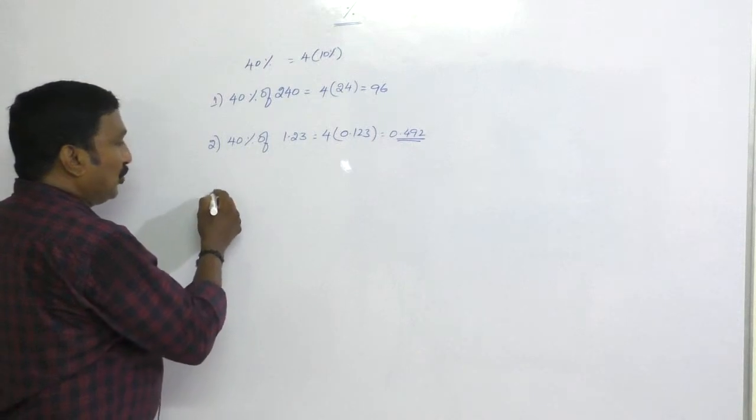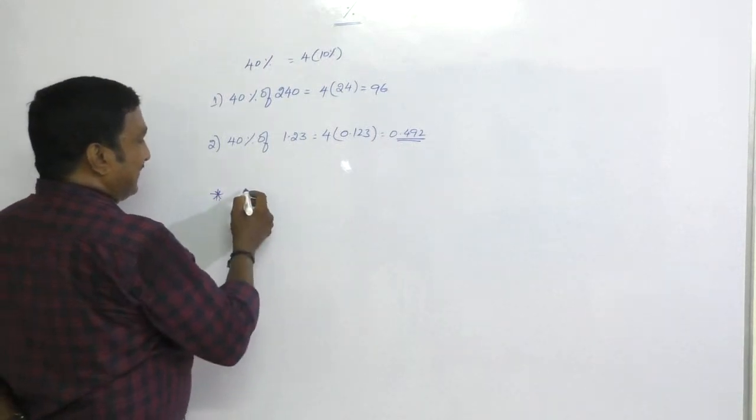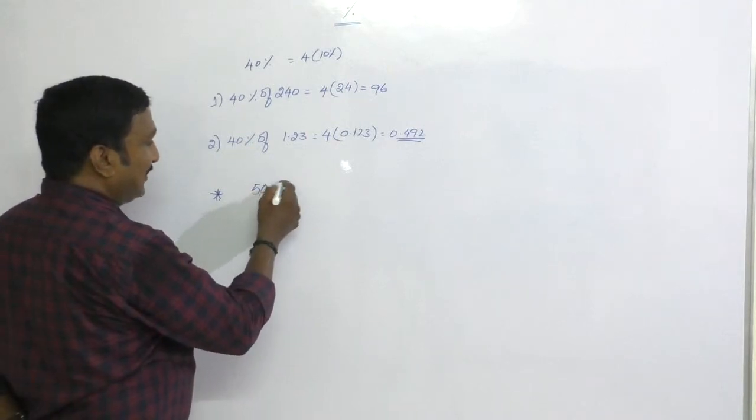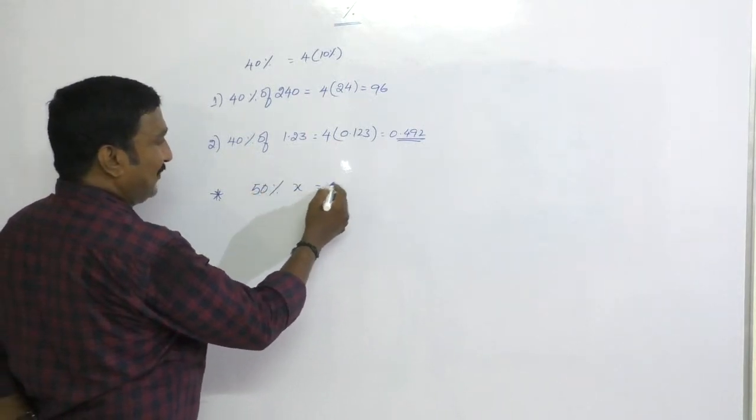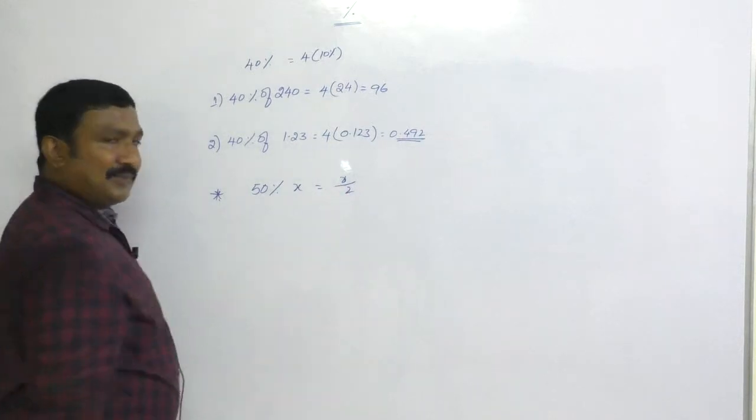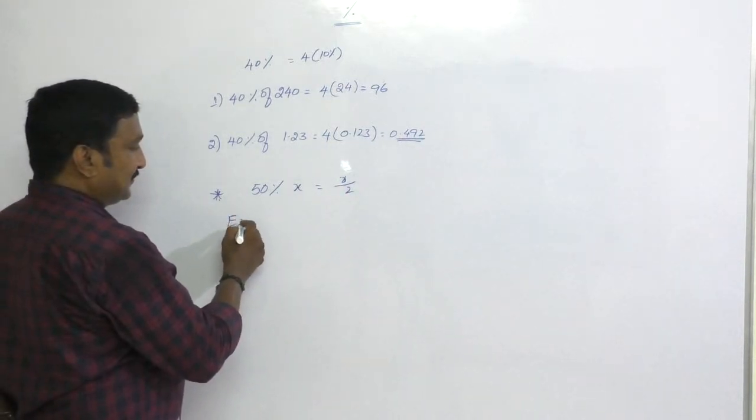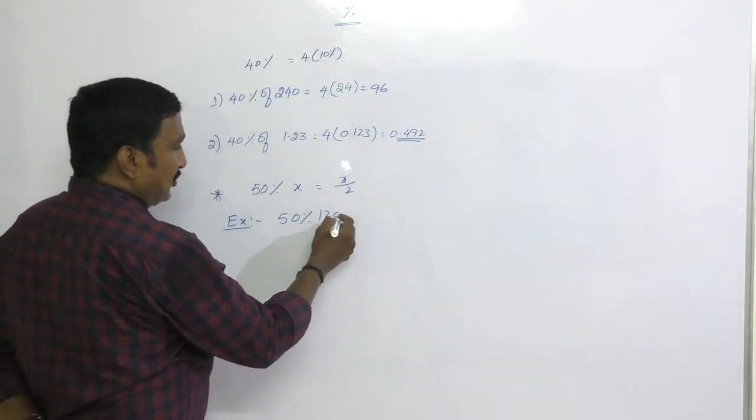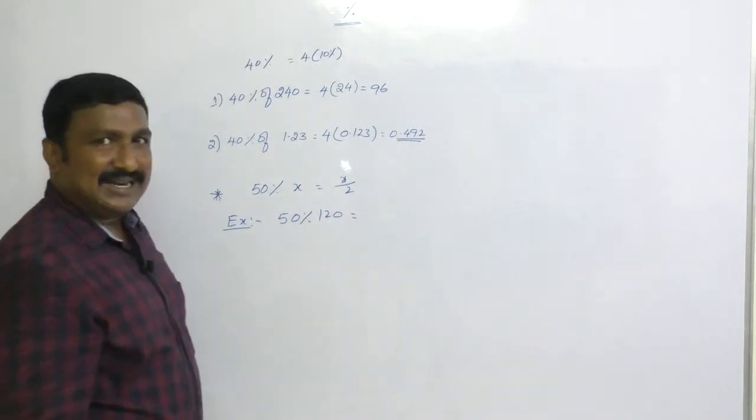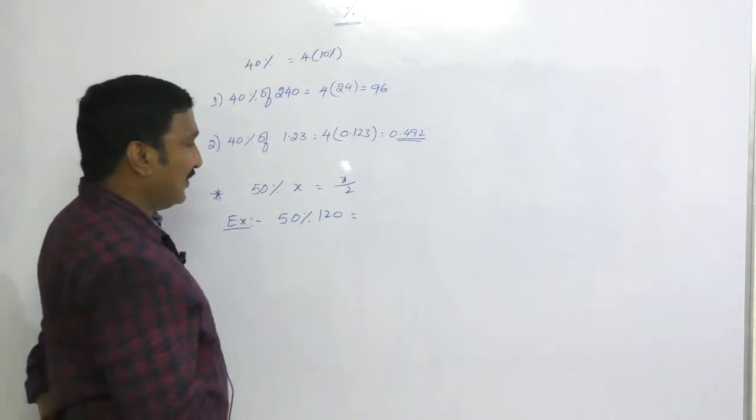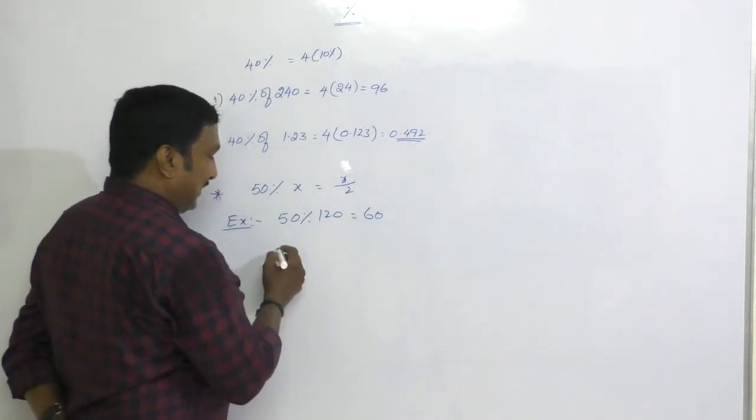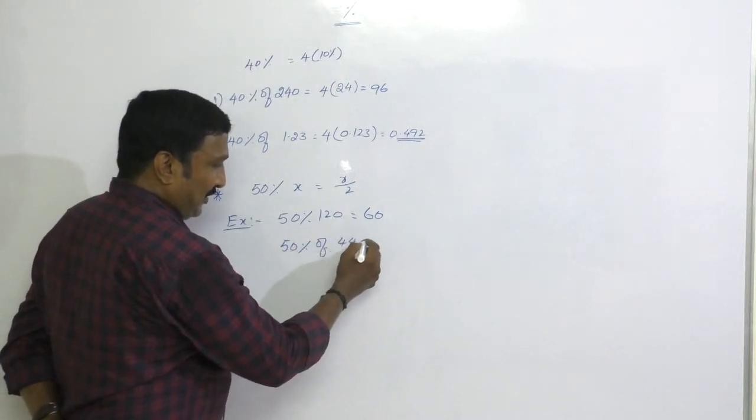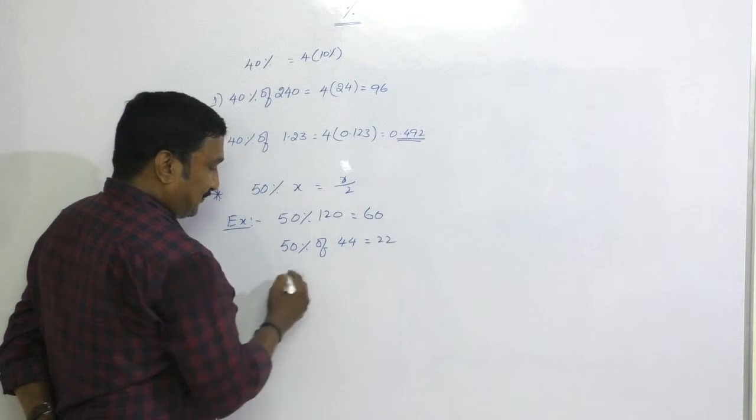Similarly, how to calculate 50%? Directly we can say 50% of any number is nothing but how much will come? X by 2 will come. For example, 50% of 120. So 50% of 120 means, directly you can write half of the number. Half of the number is nothing but how much? 60. Similarly 50% of 44, half of this number is 22.